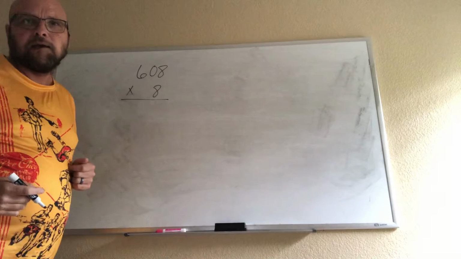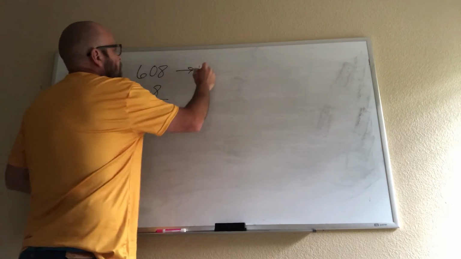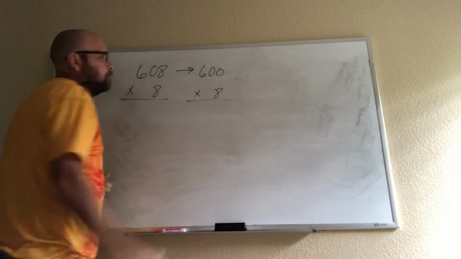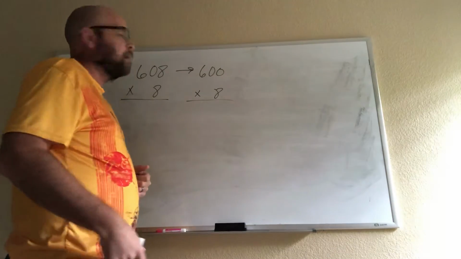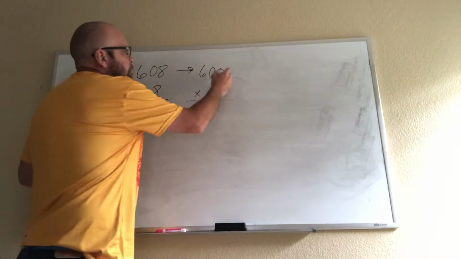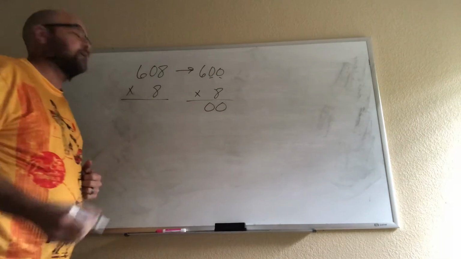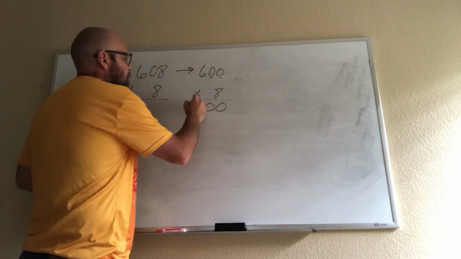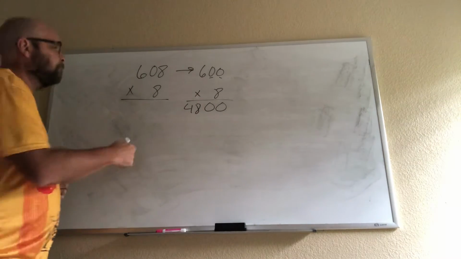First I want to estimate, and again, estimation is what makes it easier for me without changing it too much. If I make this 600 times 8, it's going to give me an idea of what my answer is going to be near. These two trailing zeros can come down because if I just multiplied through, they're going to be down there anyway. I know 6 times 8 is 48, so my answer should be somewhere near 4,800.